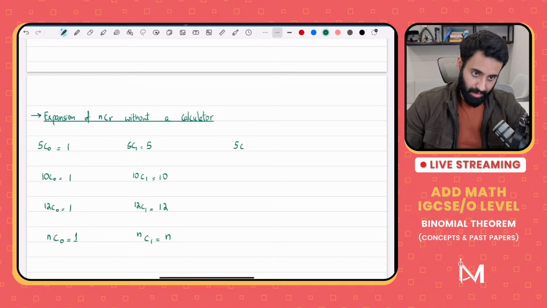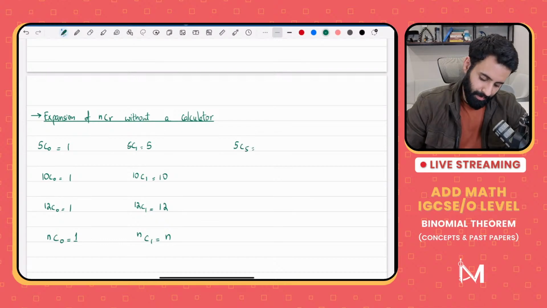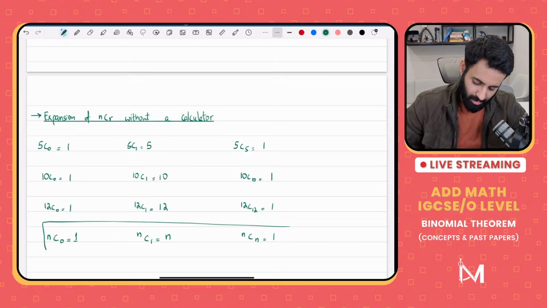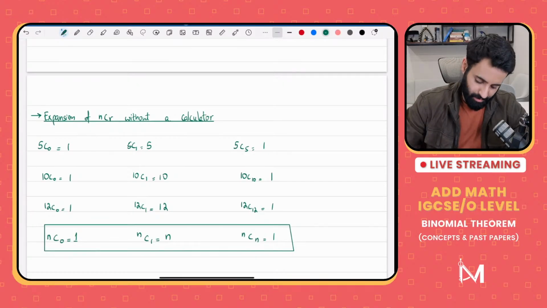Then I want you guys to find out 5C5. I want you guys to find out 10C10. I want you guys to find out 12C12. You will notice that you get 1 here, you get 1 here, and you get 1 here, which means, once again, a standard rule that is NCN will be equal to 1. So these are some standard rules that we have.